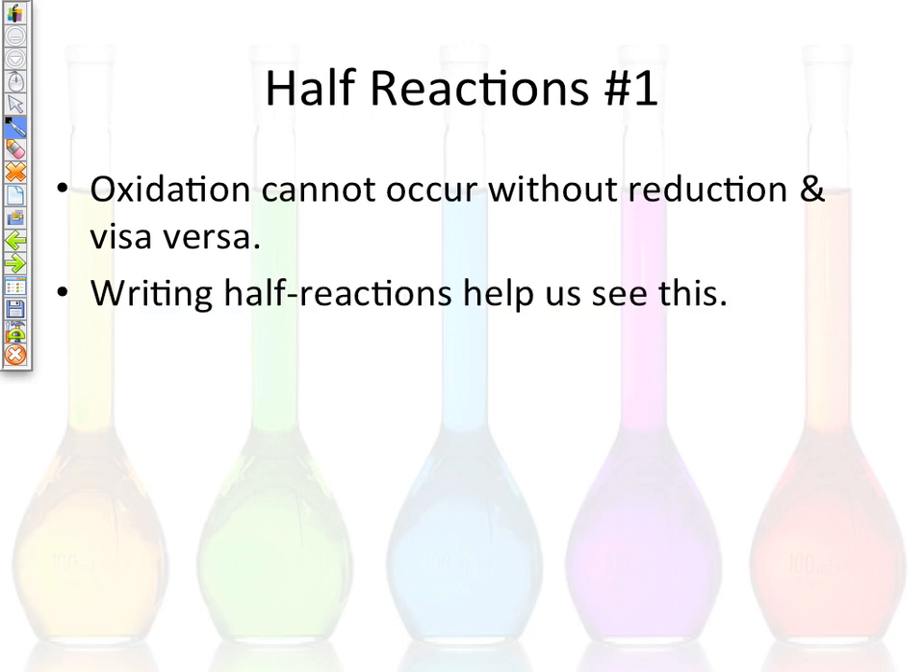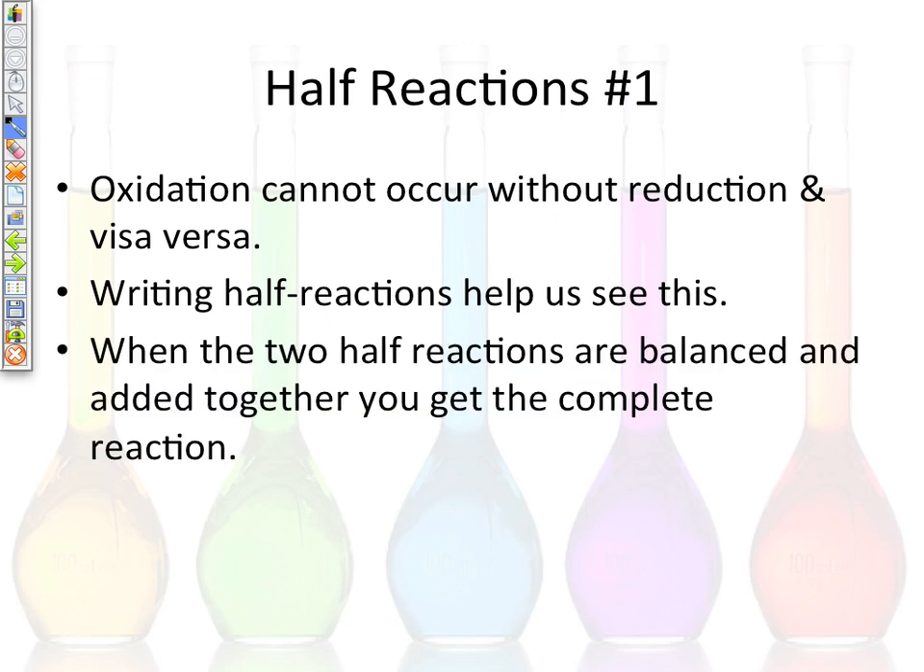When we write a half reaction, we see the two parts of the reactions individually. And that helps us understand this concept of two different things going on. When the two half reactions are balanced and added together, we get the complete reaction, what's actually going on, minus most of the time anything that is just an onlooker. What did we call that before? The ones that are just there. They're not doing anything. The oxidation number doesn't change.